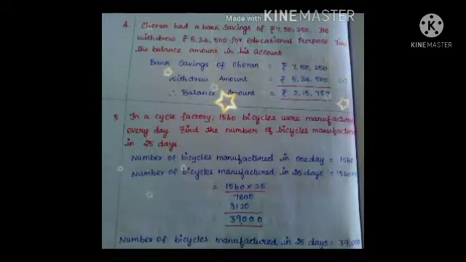Okay, now the next sum, the fifth sum. In a cycle factory, 1,560 bicycles were manufactured every day. Find the number of bicycles manufactured in 25 days. One day, the bicycles manufactured are 1,560. They are asking how many bicycles are manufactured in 25 days. So what do we want to do here? We want to do the multiplication only.